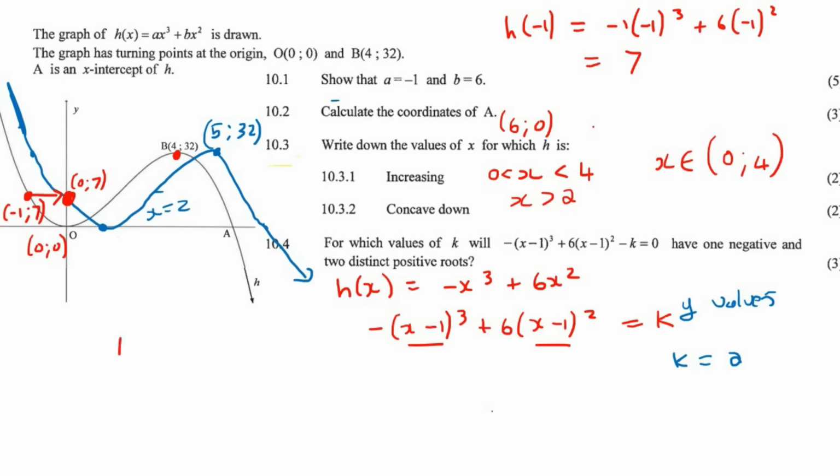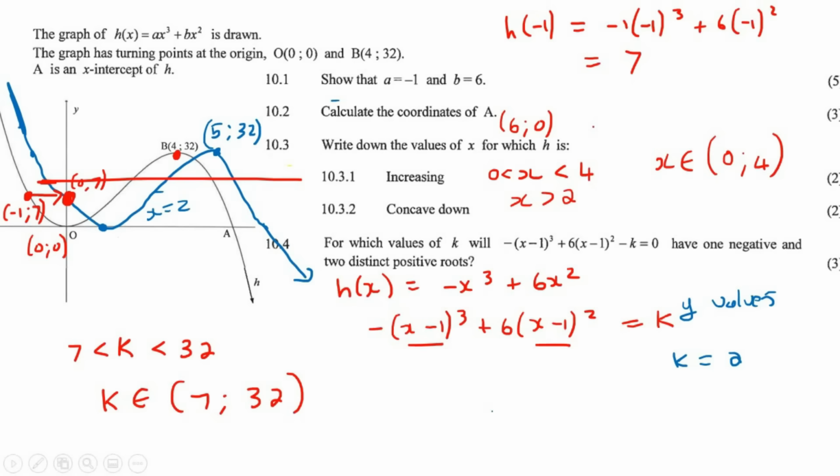So we can then say that k can be anything between 7 and 32, because anywhere between that, the graph gets cut 3 times, where one of them is going to be a negative root, like this one, because it's got a negative x value, and the other 2 are going to have positive x values. And if you prefer interval notation, my bad, nearly forgot about you guys, you would say k is an element going from 7 up to 32, but we're not including any of those values.